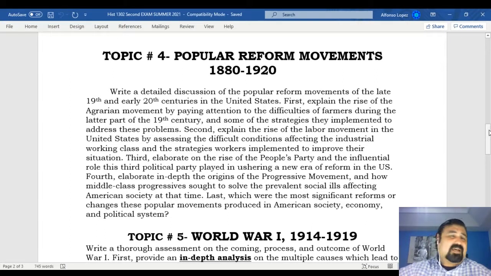Other problems were the transportation costs. They needed to pay a lot of money to transport their crops to the city, and railroads. Railroad rates were very elevated back then. There was another problem.